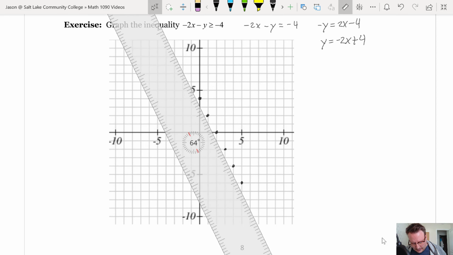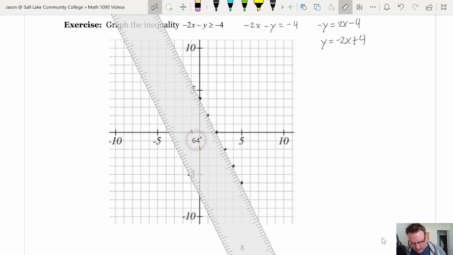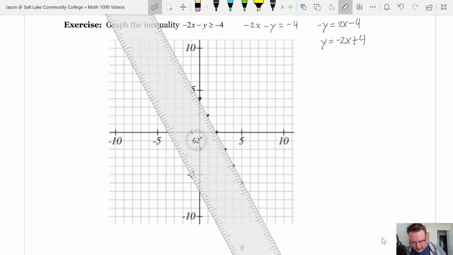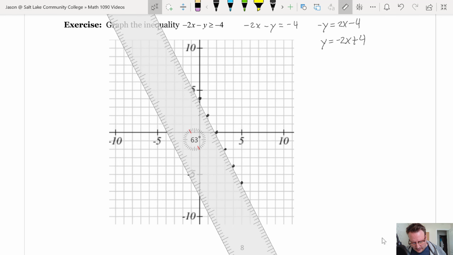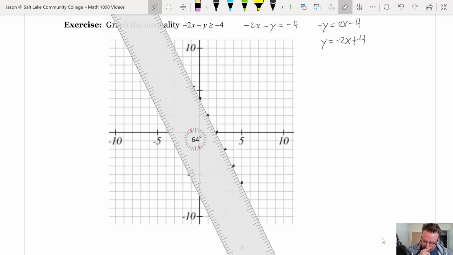Okay, now let's connect these points. Do we want to use a dashed or solid line here? It's a little tricky to get this exactly right. That'll do. We want to use a solid line here because we have a non-strict inequality. So a solid line. All right.